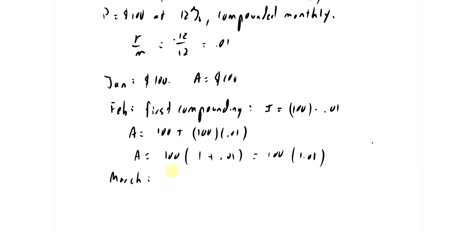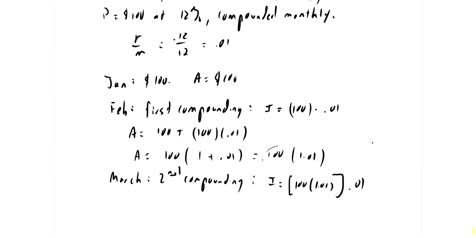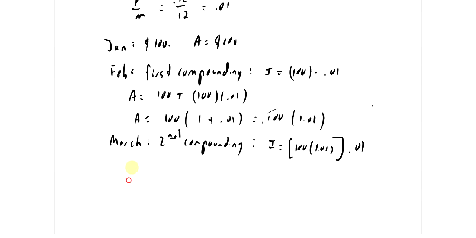In March, is your second compounding. Right? How much interest do you get? Well, you take your amount that's in the account, which is $100 times 1.01, that's the amount in the account, and you multiply it by 0.01. Awesome. So now how much do you have in the account? Well, you've got the amount that you had at the end, the balance from the previous time, and you have your interest, which is this. Interest is this times 0.01.